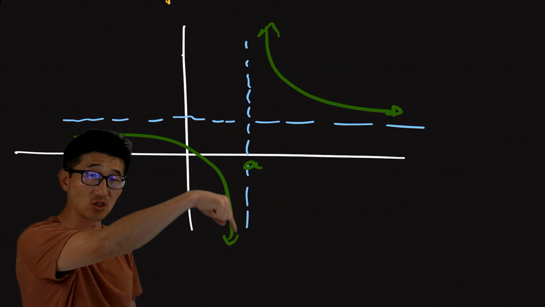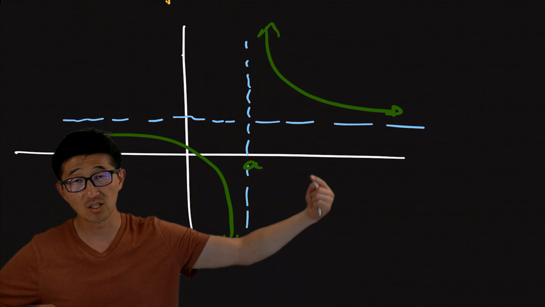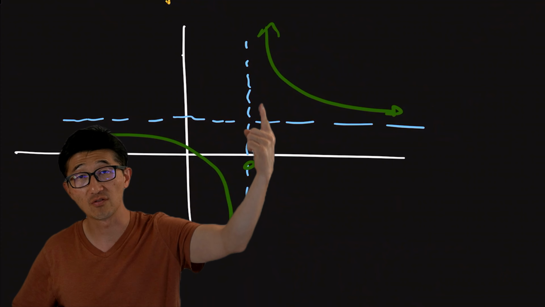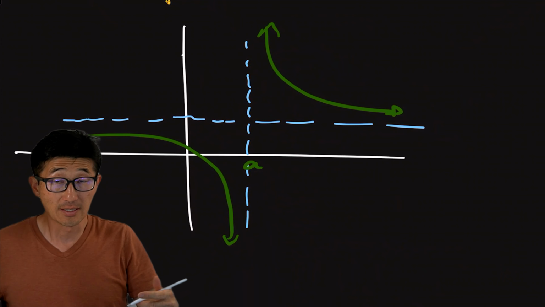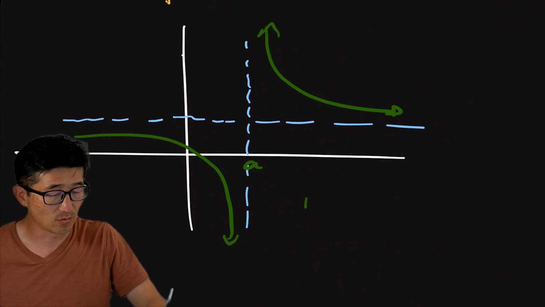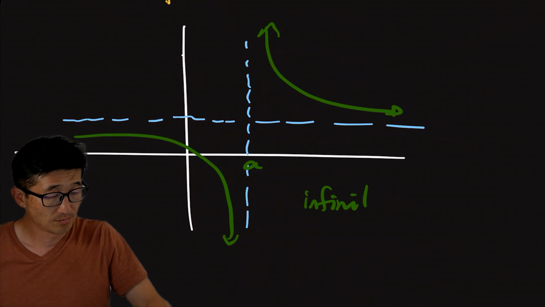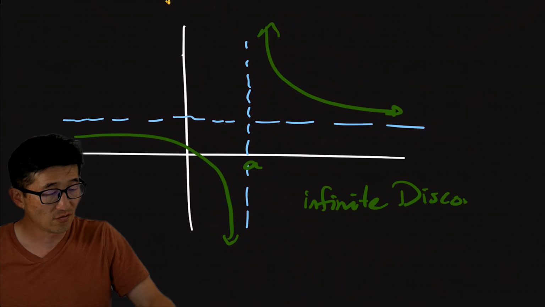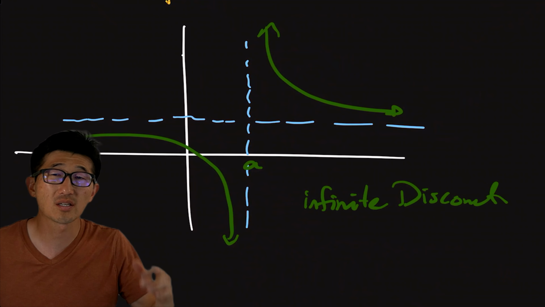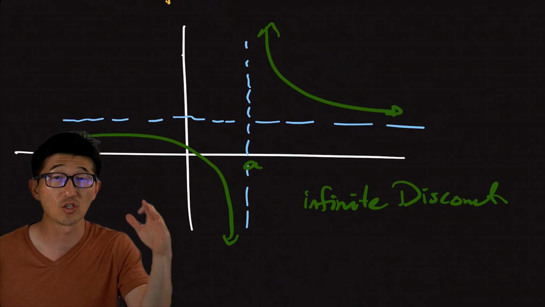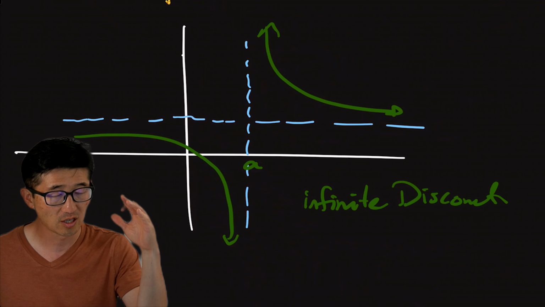Because when you approach a from the left side, you're going to go down infinitely this way, right? And as you approach a from this side, your y values infinitely go positive. So we call this infinite what? Right, infinite discontinuity.